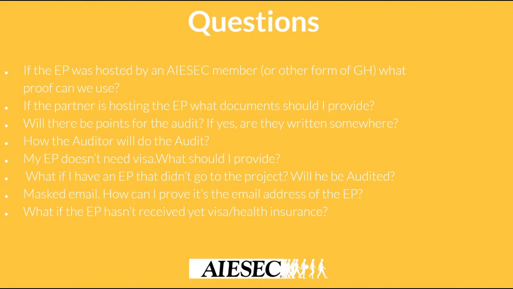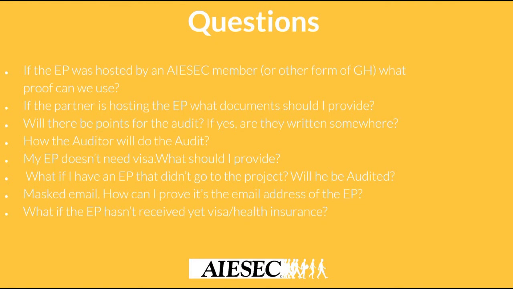Next one, how will the auditor do the audit? It will be pretty easy. We need your help for sure. From now on, you need to work only with Podio and put everything there. So the auditor can just export all of this data to Excel, evaluate it, and later send a full report to the LC. Next one, my EP doesn't need a visa. What should I provide? Again, like I mentioned earlier, you can only provide their tickets and the ID card. It's already a document that we're requiring, but their tickets can prove that the EP didn't extend his stay.